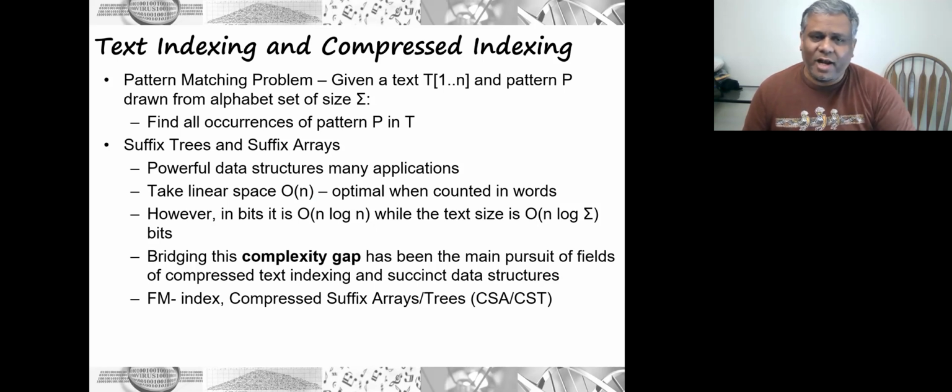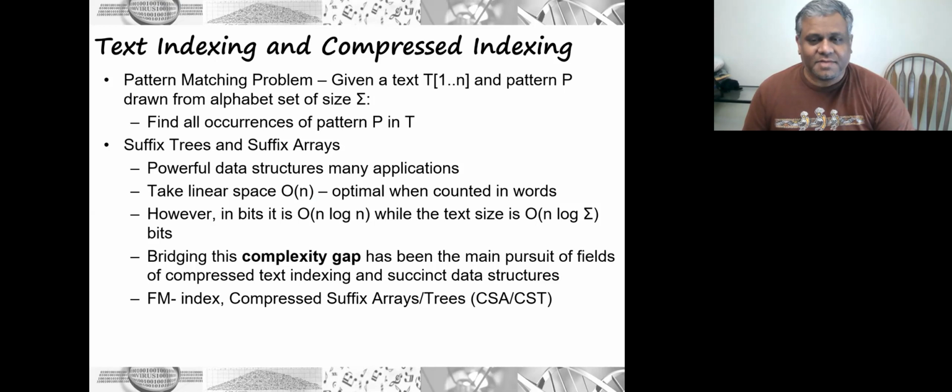For this, there are well-known data structures called suffix trees and suffix arrays, very powerful. They take linear space. They answer the queries in very, very optimal time. However, in those days when this was well researched, by linear space, it was meant when we count it in bits, it becomes big O of n log n bits. However, the text size is big O of n log sigma, and that's a complexity gap. And this gap also manifests when you look at DNA text, and you see that the suffix tree for human genome comes out to be 50 times bigger than the human genome itself. So that log n versus log sigma gap can be big.